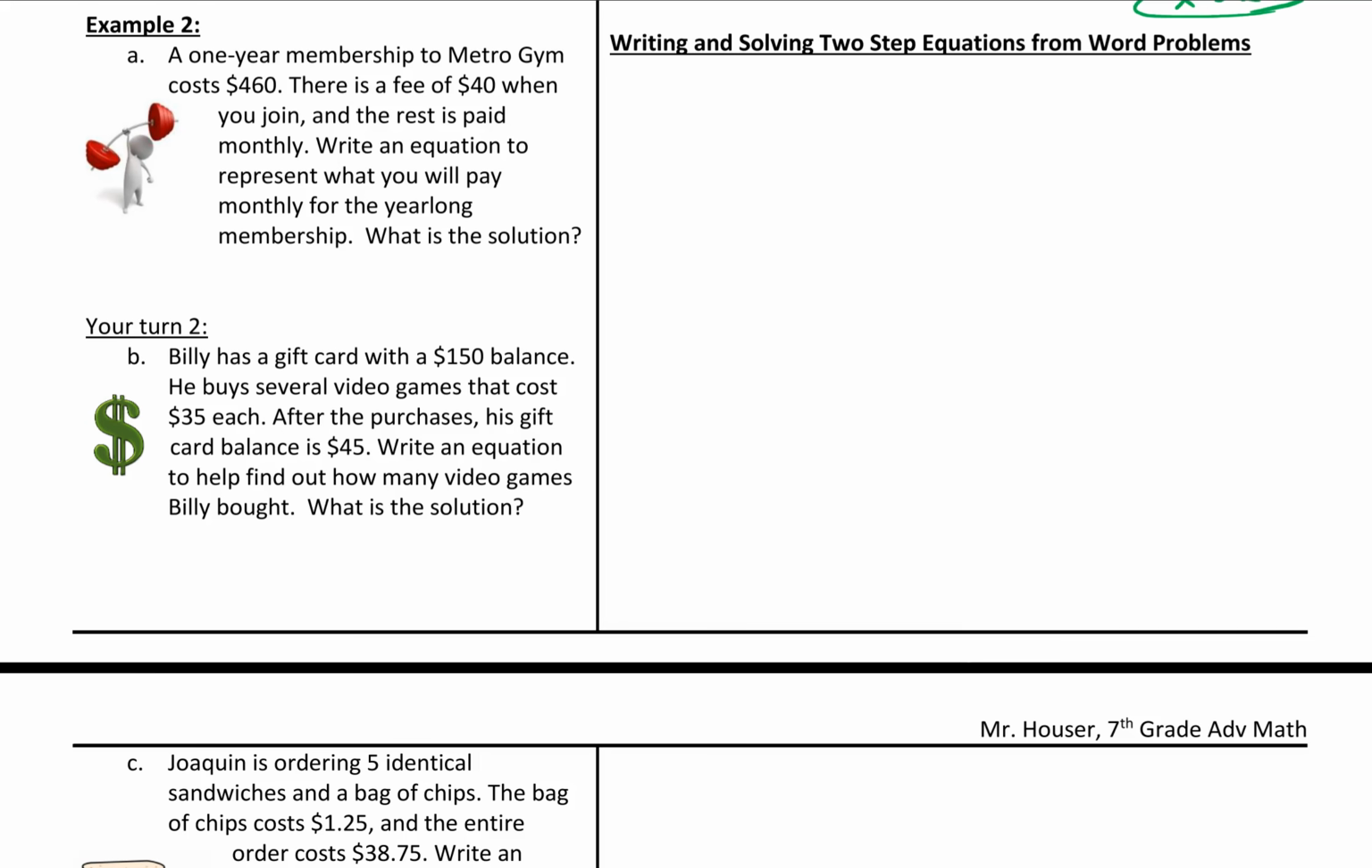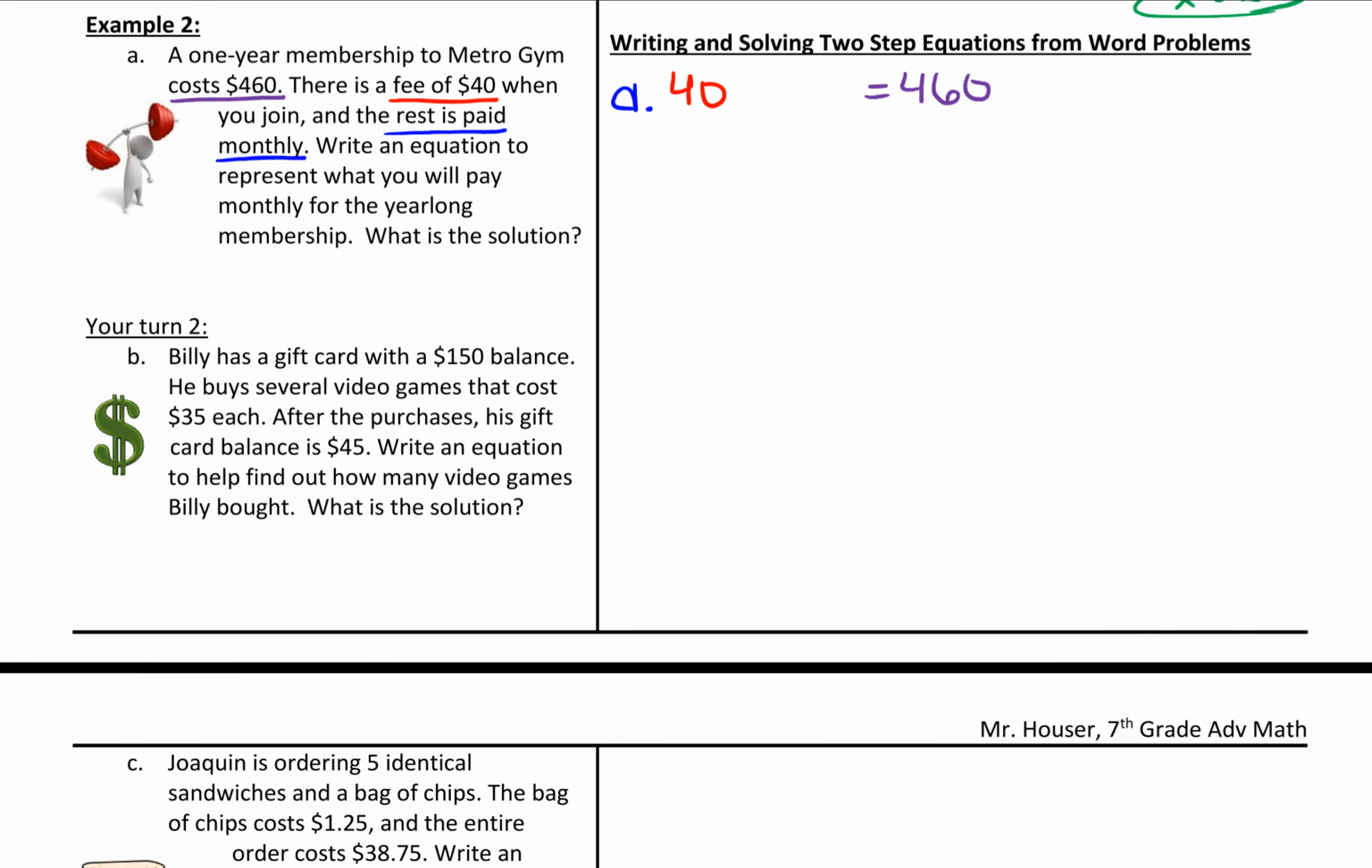The total membership costs $460. So we want to assume and imply here that the equation is going to equal $460. Now we just need to know what's going to go on the left-hand side of this equation. Well, we know there's a fee of $40. That's set. That doesn't change. There's a fee of $40 when we join, and the rest is paid monthly.